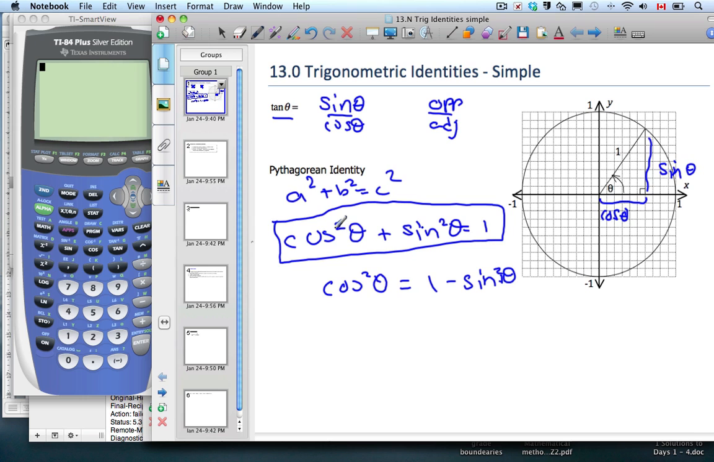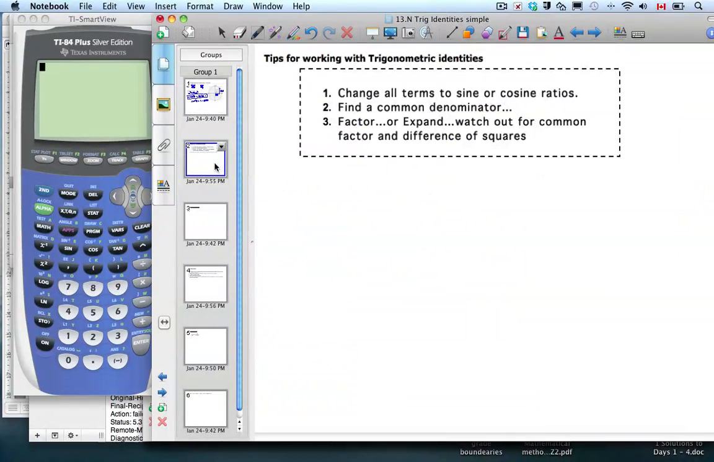All right, so what do we do with these identities? Well, we have to do things like simplify them and prove identities. We'll do the first example of simplifying. Some of the tricks of the trade are we change all terms to sines and cosines. We could find a common denominator, factor, expand, watch for common factors, differences. Do what the math tells you to do, basically, and then see what happens.